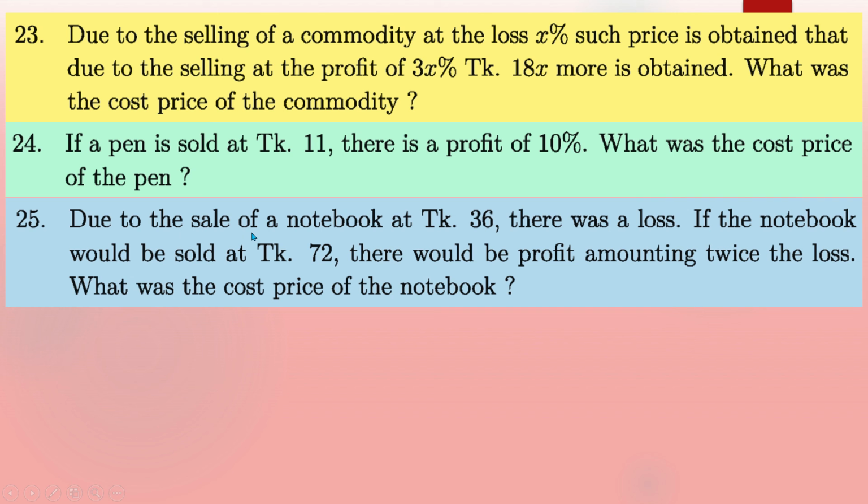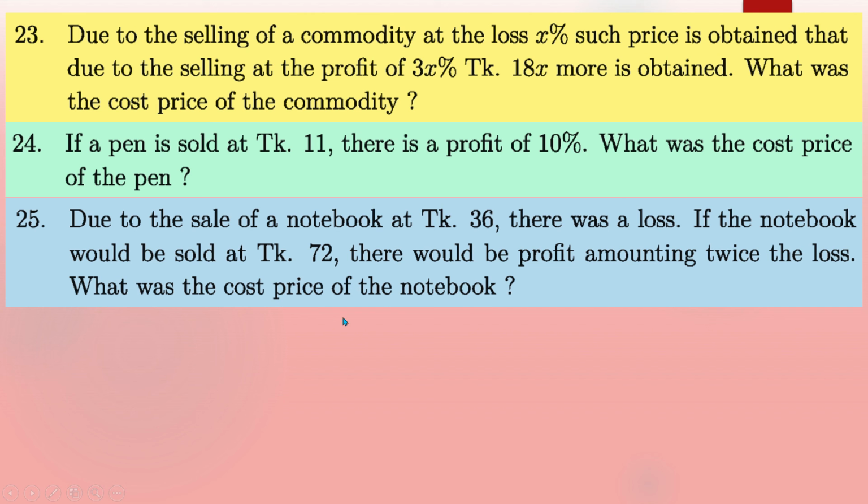25 number. Due to sale of a notebook at taka 36, that is the selling price, there was a loss. When is there a loss? If selling price is less than cost price, then loss. If the notebook would be sold at taka 72, there would be a profit amount twice the loss. So we have to find the cost price of the notebook.